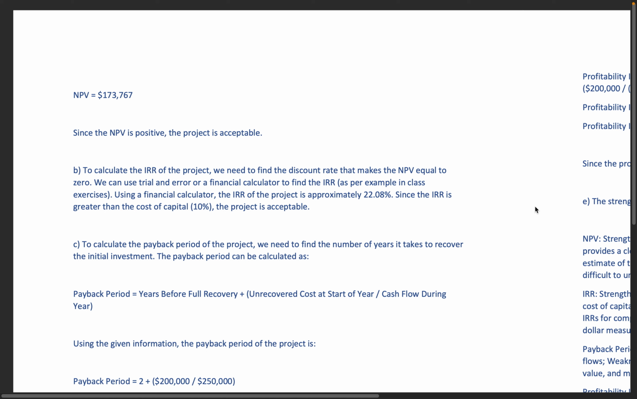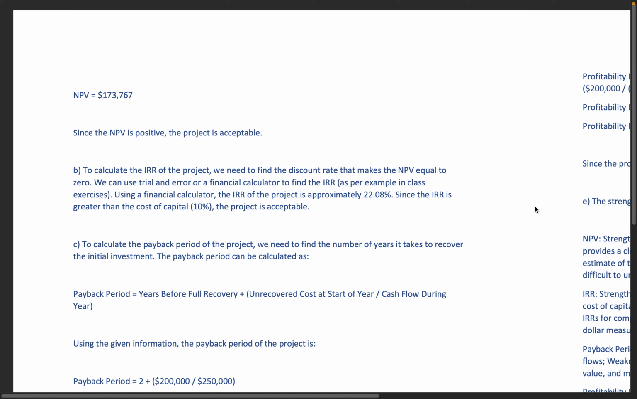Now, the second question asks you to calculate IRR. From the class, you'll realize that this is rather an arduous calculation, so we would have to use a trial and error approach or a financial calculator in order to do it. When we use a financial calculator, the steps are relatively simple, but you don't all have financial calculators, so I will not be asking you to calculate IRR in an exam situation.